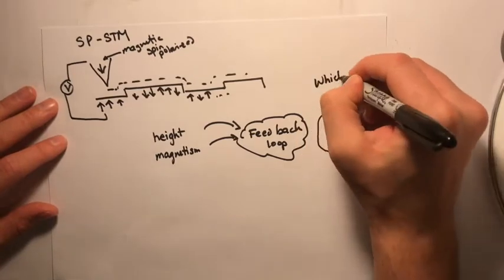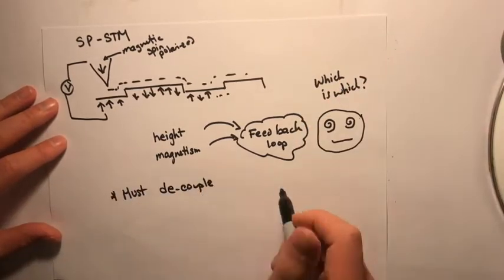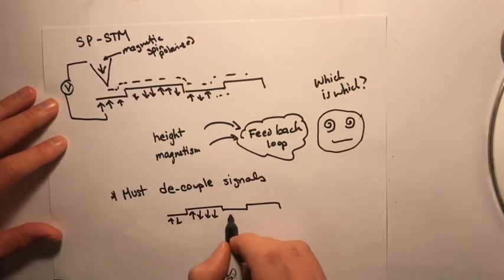But now you have height information and magnetism information feeding into the feedback loop. How do you tell them apart? We're going to have to find a way to decouple these signals. Otherwise, you're just going to have a crazy mix of information and not know which is which.